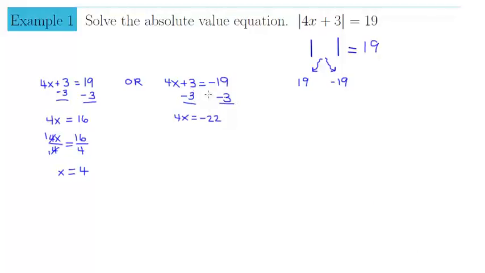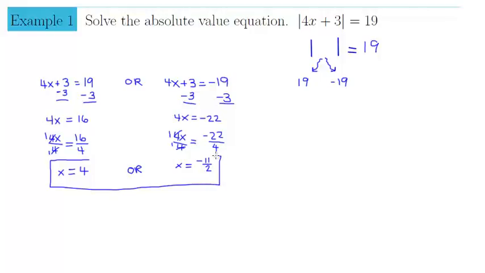Using reverse operations, we subtract 3 from both sides. On the right side, this gives us negative 19 minus 3, which is negative 22. And then we're going to divide both sides by 4. This gives us x equals negative 11 halves. Negative 22 fourths reduces to negative 11 halves. There are two answers to this equation: x equals 4 and x equals negative 11 halves.